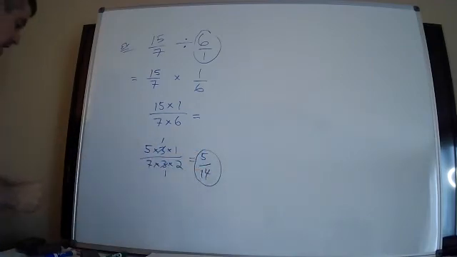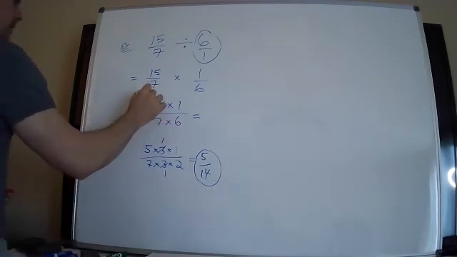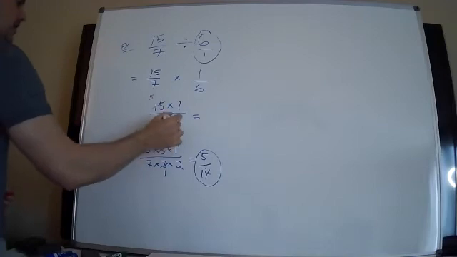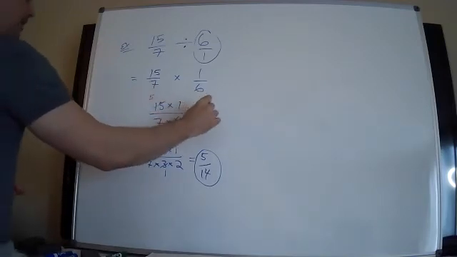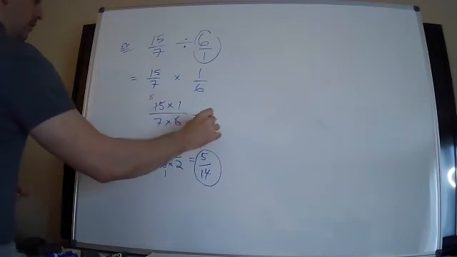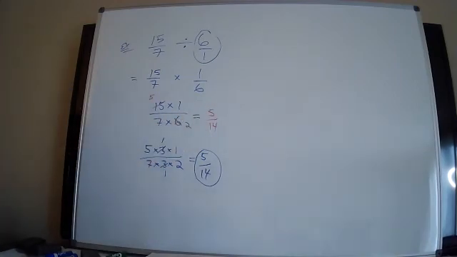Alternately, if you decided not to do that, you could say, screw this. 15 divided by 3, 5. 6 divided by 3, 2. Same thing. You do 5 times 1, 5. 7 times 2, 14. Same thing.